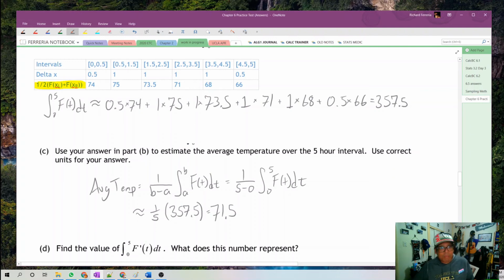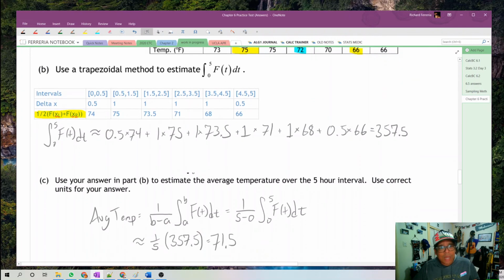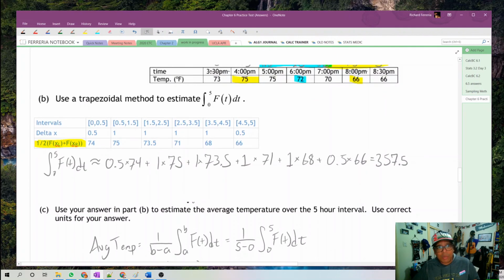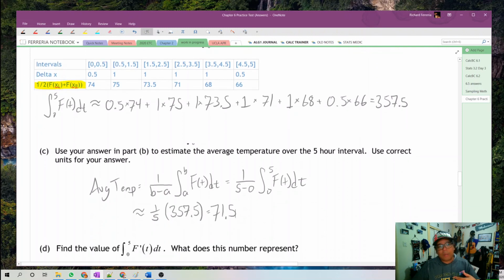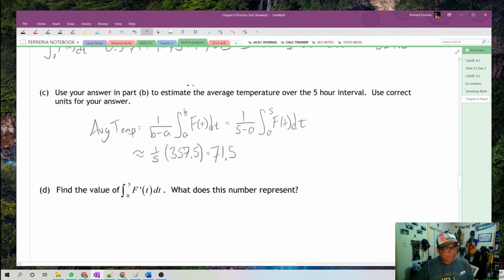So take a look at the temperatures we see here in our table. Does it seem plausible that the average temperature is about 71 degrees? Looking at what I see here, yes, it is plausible. 71 degrees fits nicely along with all of the data. It's not too hot in terms of the rest of the data, and it's not too low. It's kind of right in the middle. So 71.5 sounds plausible for our average temperature, which means we're going to be okay here.